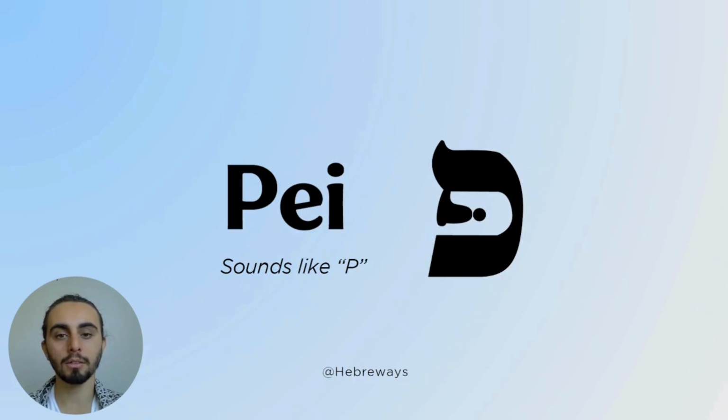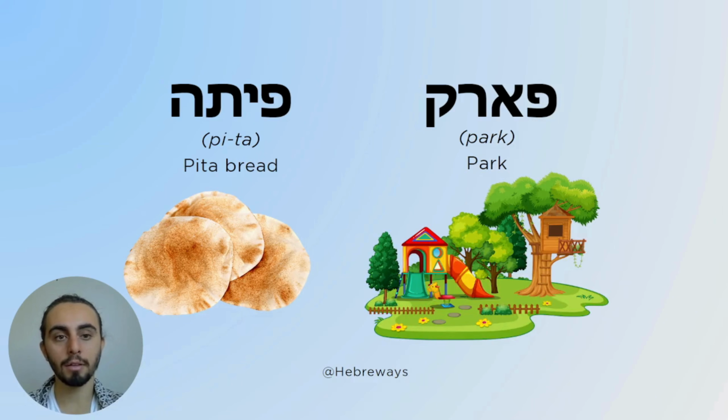After ayin, we got pay. Pay makes the sound of P. And we have park. Usually we say park for park. And on the left, pita, the classic. We had challah, now we have pita.